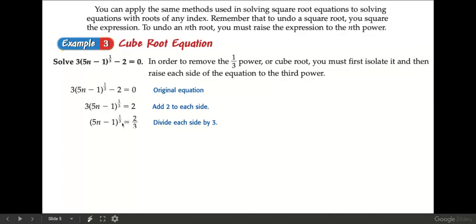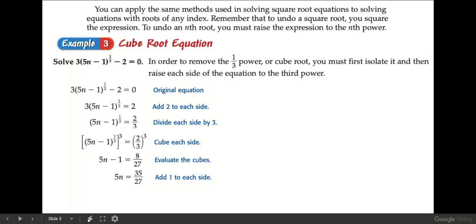And now I have this parentheses to the 1/3 power. So remember our rational exponent rules, right? I can go ahead and raise it to the 3rd power, because with a power to a power, I multiply those. So that would make it to the 1st power, which leaves me just 5n minus 1. 2/3 to the 3rd power is the same as taking the 3rd power of each one. So 2 to the 3rd power is 8, 3 to the 3rd power is 27. And then I would add 1 to both sides, so that would leave me with 35 over 27. Divide both sides by 5, or multiply by 1/5, and that would give me n equals 7 over 27.